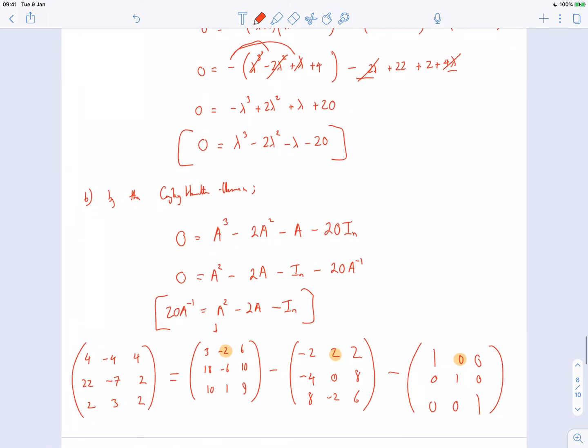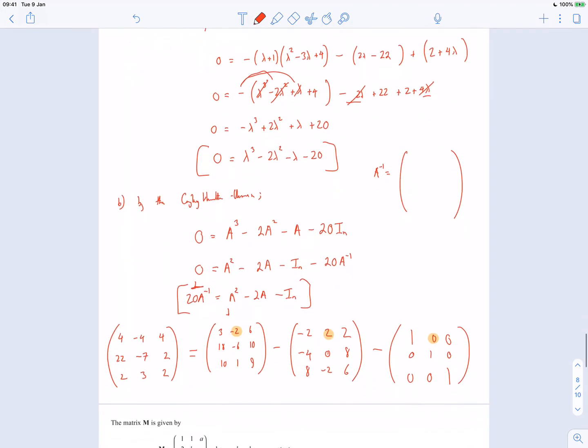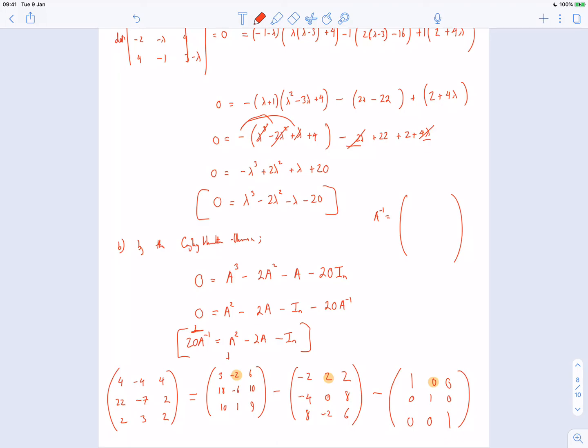And then don't forget, the inverse is when you divide all of that by 20. Yeah, because remember that 20 lots of the inverse is when I do all that stuff. So if I divide everything by 20, then I'm going to have 4 over 20 is a fifth, and then this is minus a fifth, and then 22 over 20 is 11 tenths, and then this is minus 7 over 20, 2 over 20 is 1 tenth, 2 over 20 is 1 tenth, that's 3 twentieths, and the last one is 1 tenth as well. So the inverse of the matrix is that.